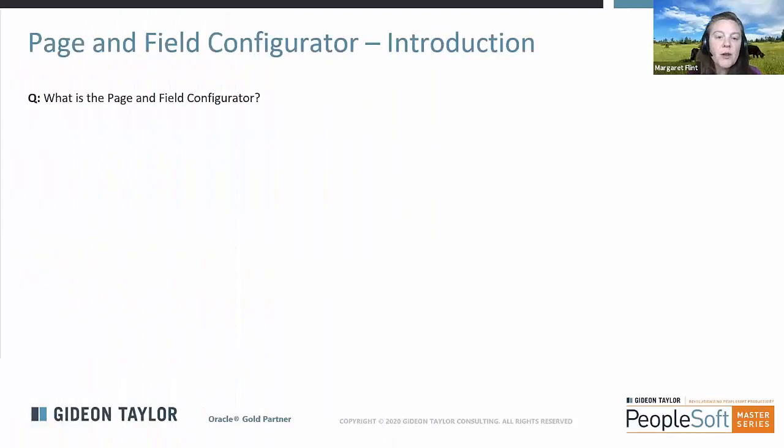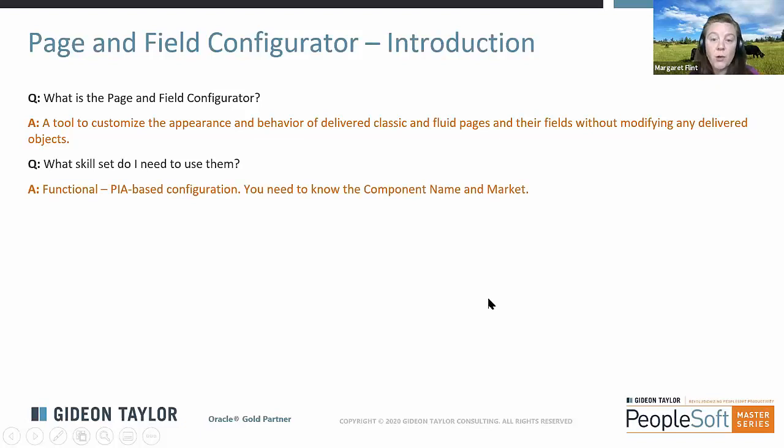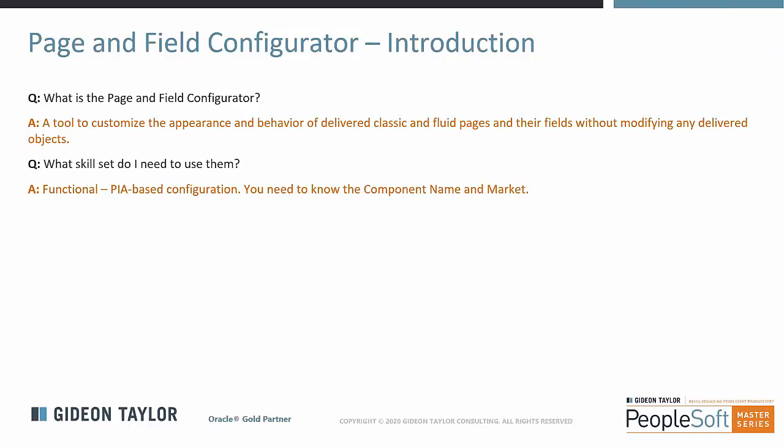I'll say if you're new to the Page Field Configurator, it's a configuration-based tool that lets you customize classic and fluid pages without using App Designer. This is a functional tool, so if you know how to use Control-J to find a component and mark it, and the Inspect Element tool in your browser, then you should be good to go.